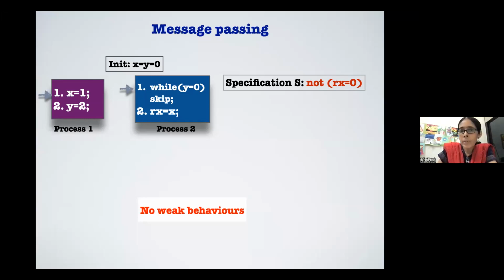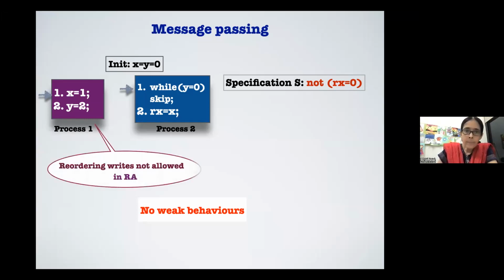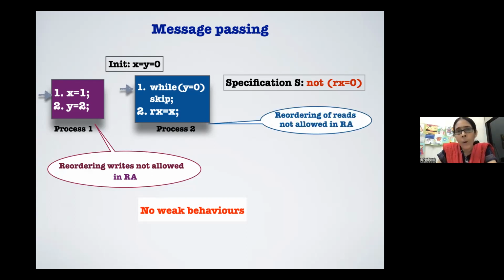That is why when process 2 makes the read into Rx, it is aware of the fact that x1 was written. In other terms, I can also give the following kind of explanation. Now, release acquire does not allow reordering of 2 write statements. So clearly, I cannot put y equal to 2 first and then x is equal to 1. That is not possible. Neither does it allow reordering of reads.